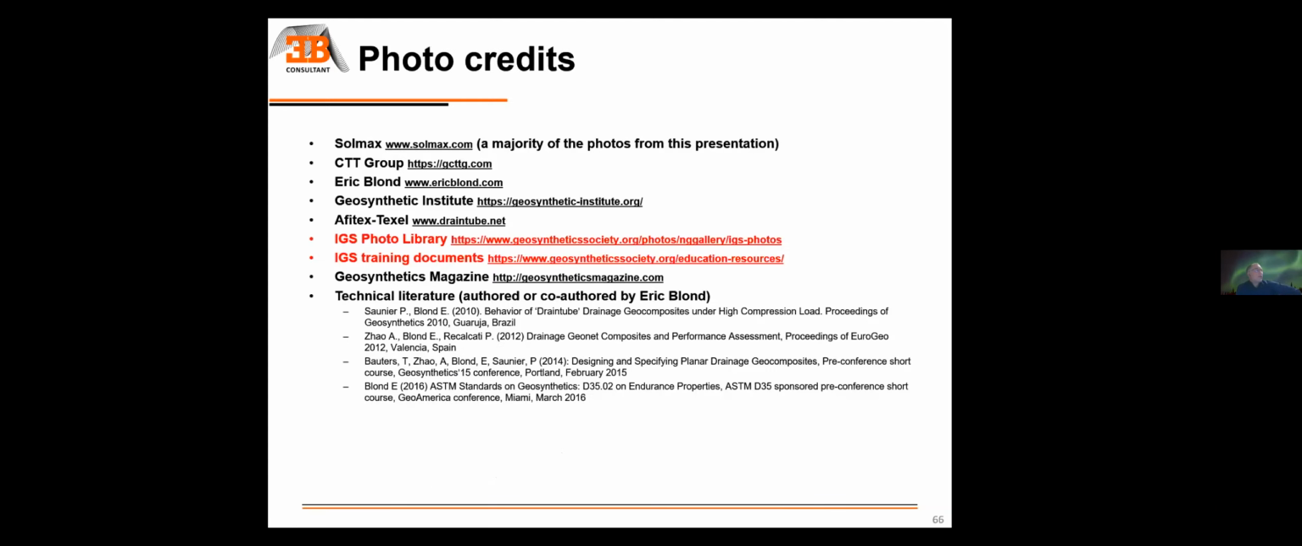And here I've provided a list of information. Siamak, you mentioned the IGS webpage and what's available for IGS members. I want to emphasize the photo library in the IGS, which is very interesting. It showcases a lot of really nice projects around the world. It's not limited to one region. It's really a very nice group of photos. There are also lots of training documents available on the IGS webpage, so I really want to put some emphasis on that.